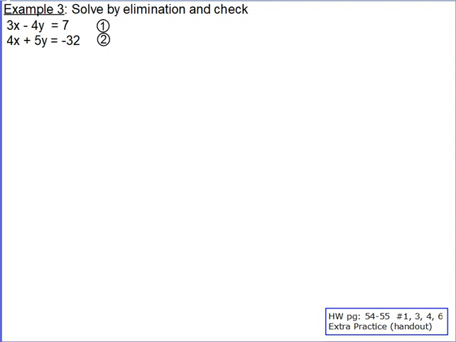Perhaps one more example here. Check out this system here. 3x minus 4y equals positive 7, and then we have 4x plus 5y equals negative 32. So we have to make a choice here. Do we want to eliminate the x's or the y's? In the previous example, it was nice because you could just multiply only one of the equations in the system by a constant. But in this particular scenario, I don't think we can get around that. So we should make a decision. Do you want to eliminate the x's or the y's? I don't know. I'm going to choose to eliminate the x's here.